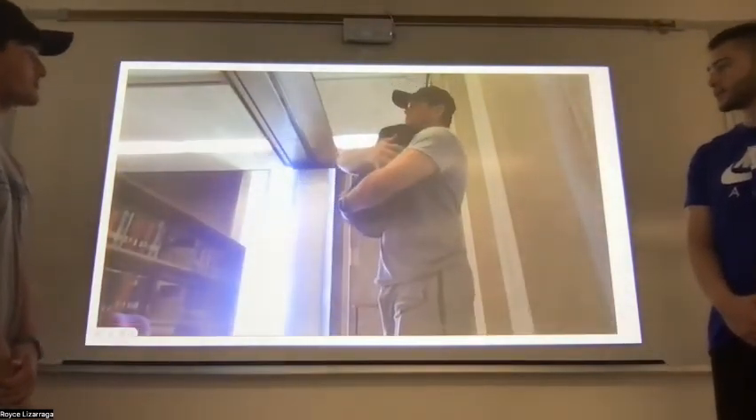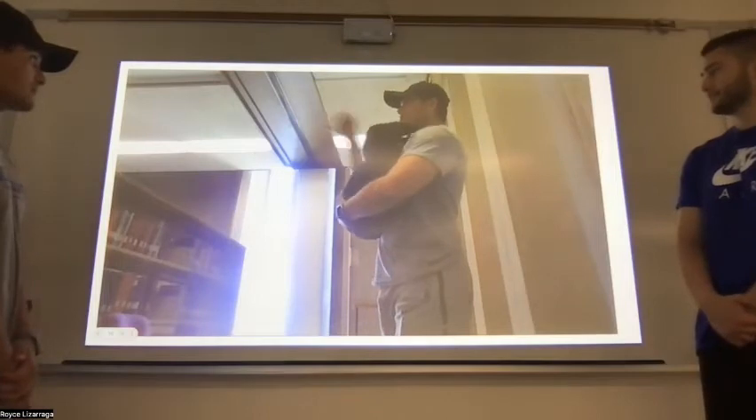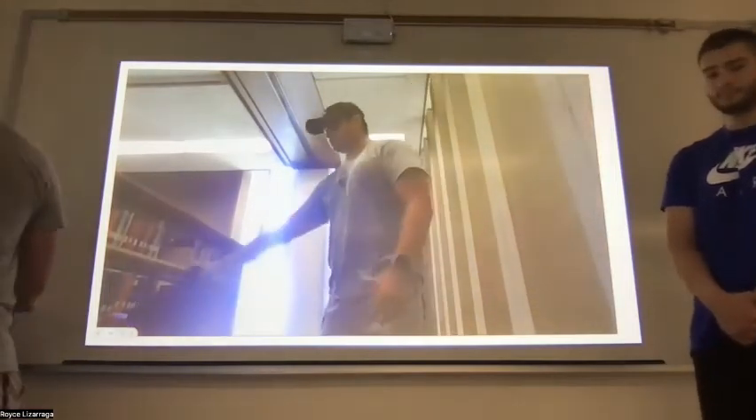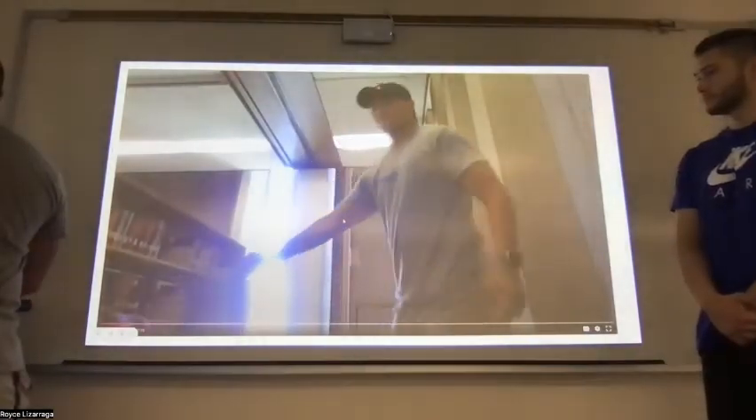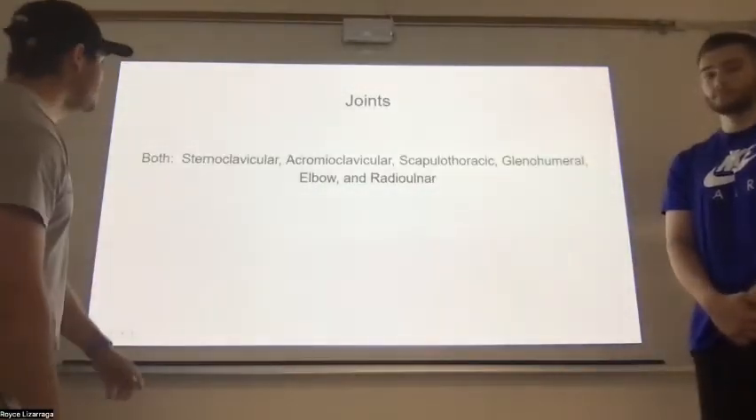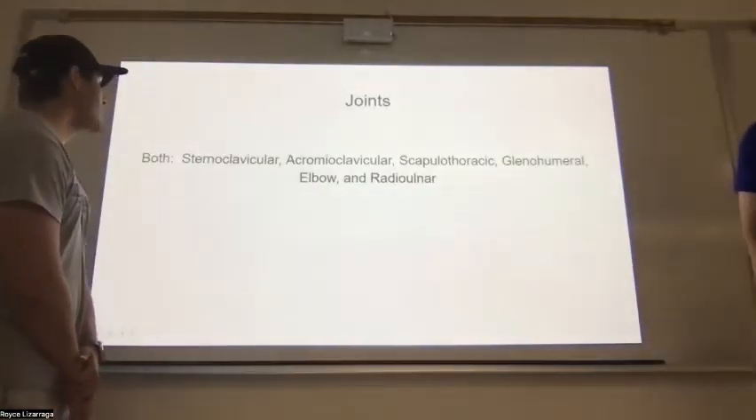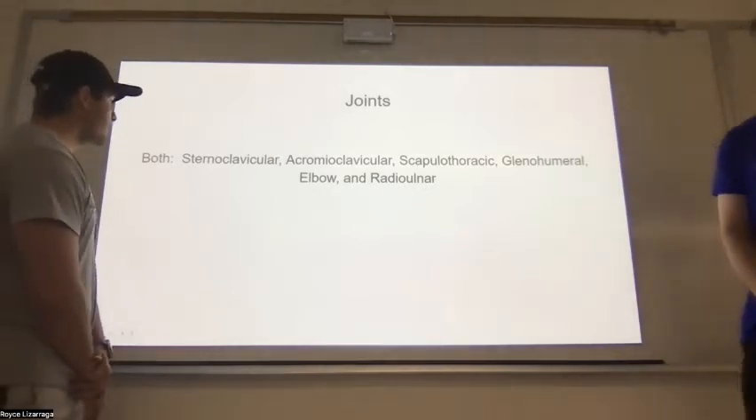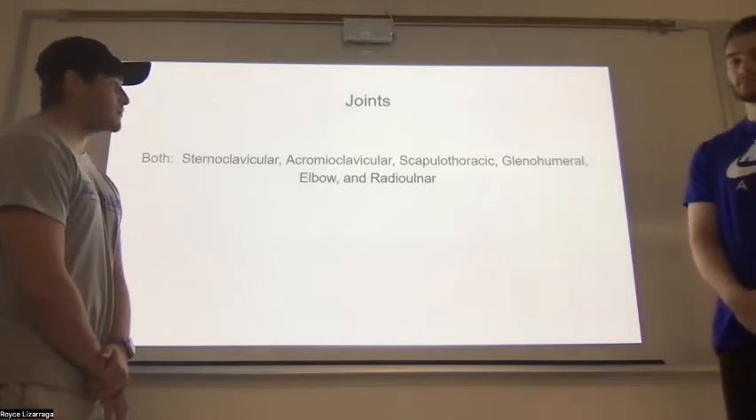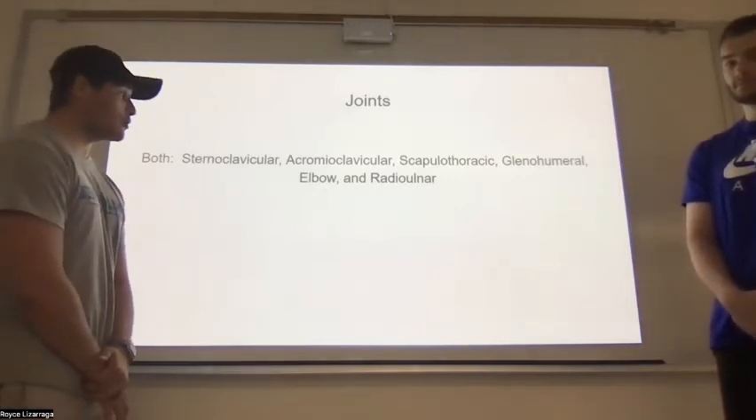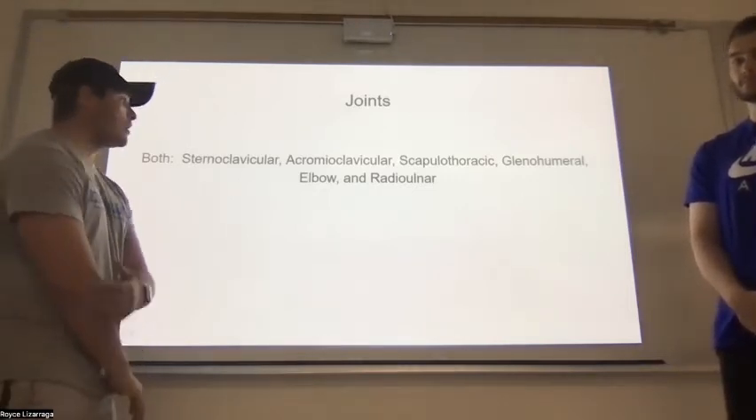Here we have the lateral view of the hug on the left side. Our joints are pretty much the same for both: sternoclavicular, acromioclavicular, scapulothoracic, glenohumeral, elbow, and radioulnar.